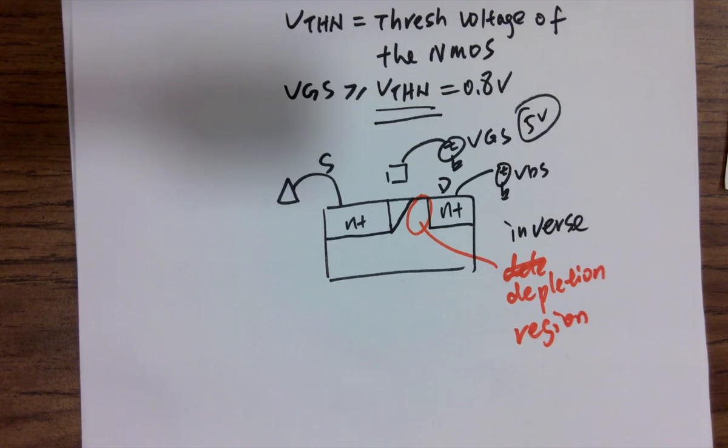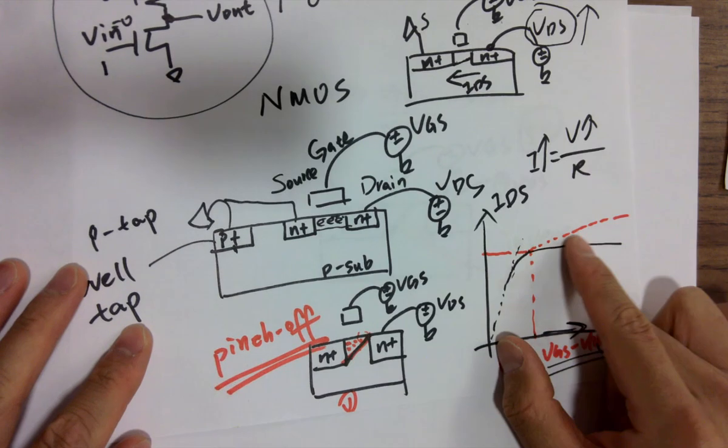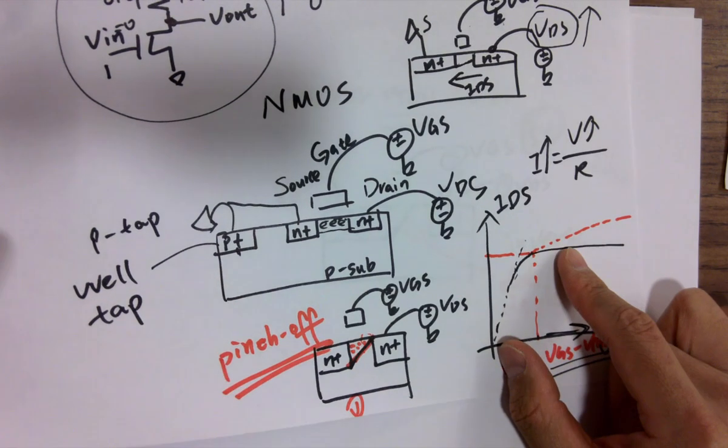Because there's no actual free particles, electrons or holes. For this case, it's electrons. There's no free electrons. It's all gone. So that's why it's called the depletion region. And the depletion region is expanding. So it's trying to introduce more resistance. And even though you increase the pressure between the 2 terminals, it's not getting a significant increase on the current as a result. And that's called the saturation region.